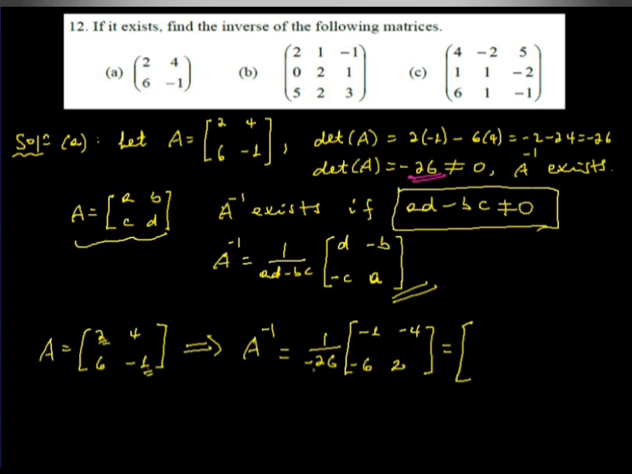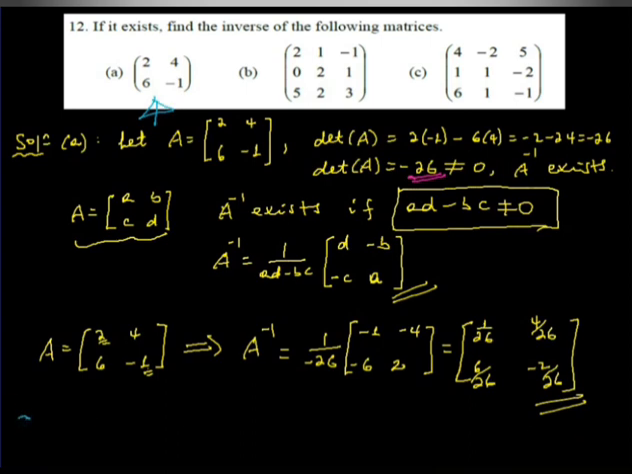Minus 1 times minus 1 over 26 becomes positive 1 over 26, then positive 4 over 26, then 6 over 26, and negative 2 over 26. This will be the inverse of the given matrix.